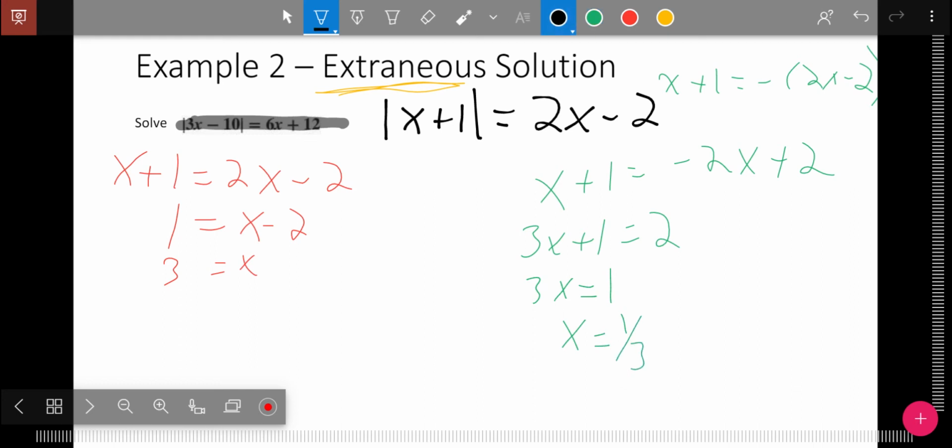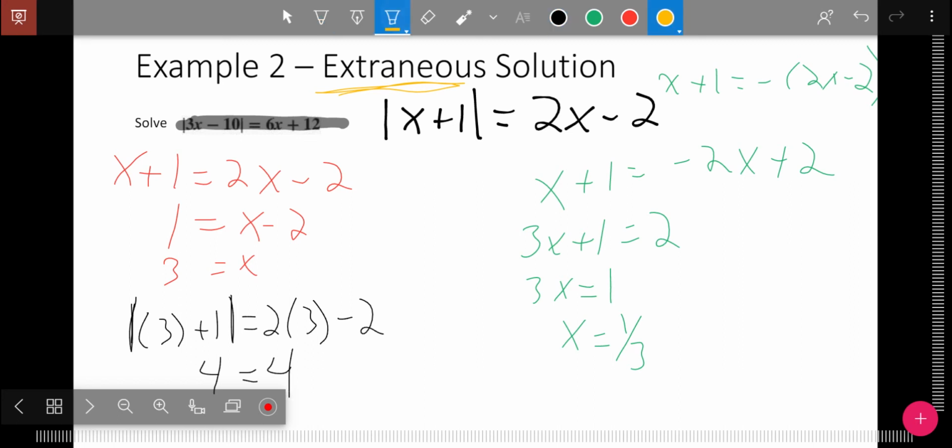Now let's see what happens when we plug it back in. Right? And so absolute value 3 plus 1 equals 2 times 3 minus 2. Is that a true statement? Well, 3 plus 1 is 4, so the absolute value of 4 is just 4. 2 times 3 is 6, minus 2 is 4. And so that's a true statement. So this is an answer that works.